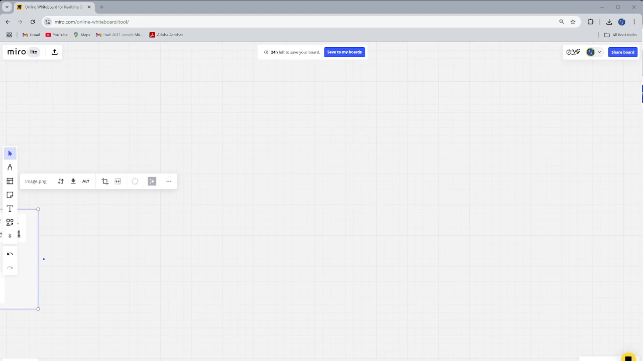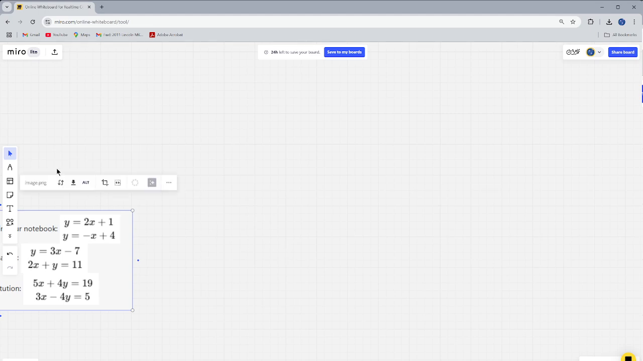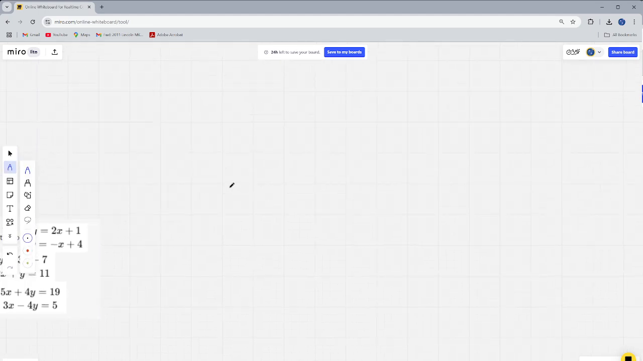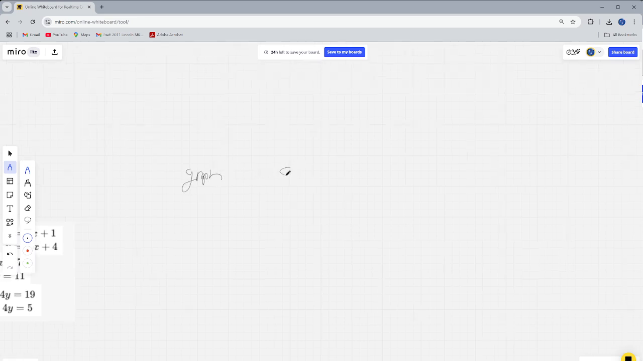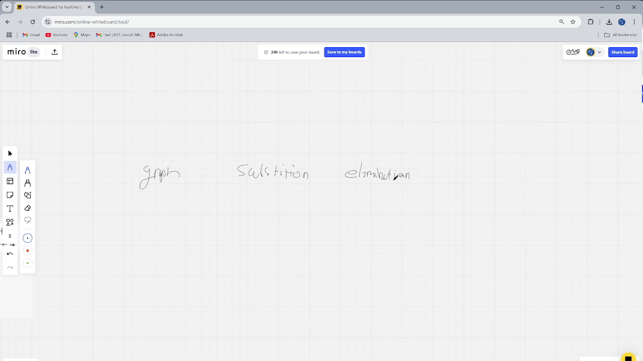Alright, so in this video we're going to look at solving linear equations. Essentially there's three methods to solving linear equations. We can either graph them, we can use substitution, or we can use elimination. Each one of these methods has its own scenario where it's going to be the most effective. Let's start off by looking at substitution and elimination first.